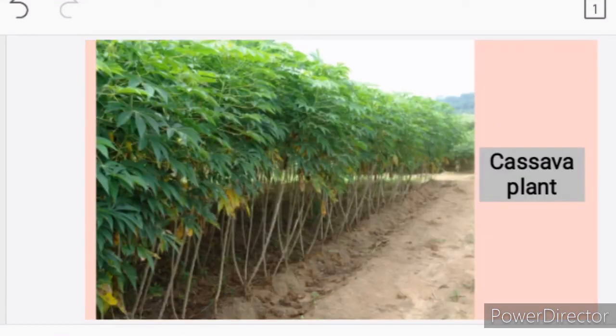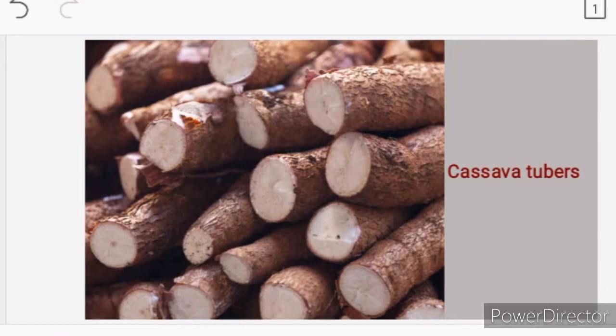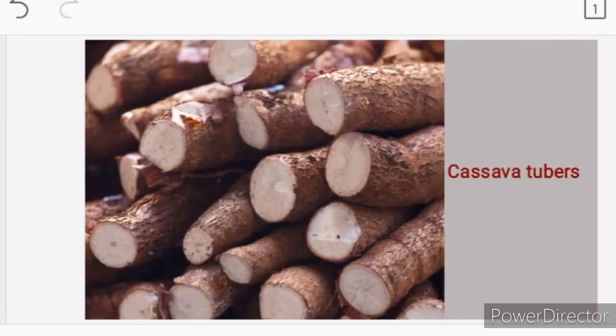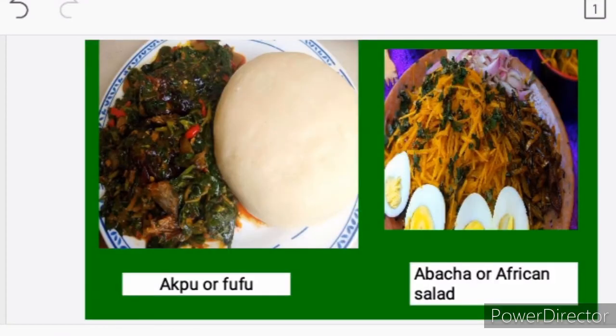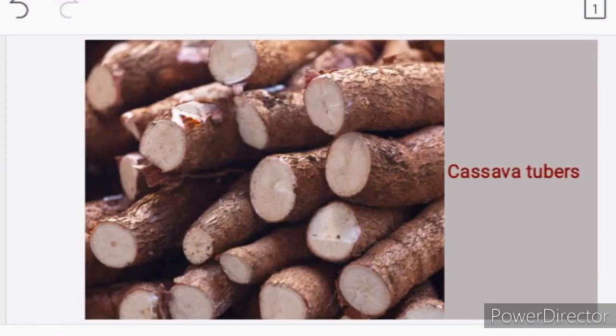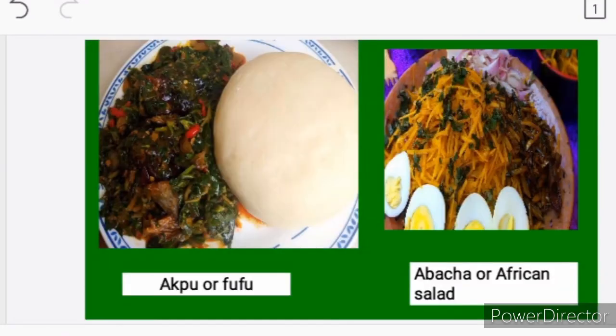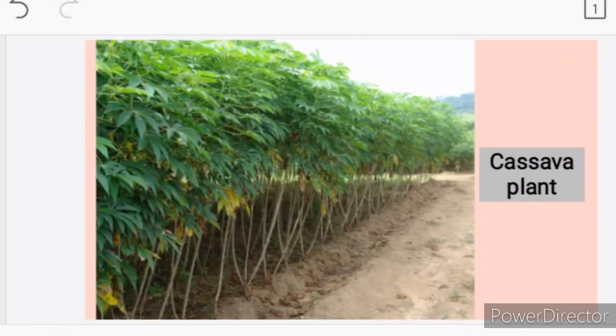Now let's look at this example. This is the cassava plant. It is majorly grown in the southern part of Nigeria, and from the cassava plant we get the cassava tubers. From the cassava tubers, we are able to make garri, with which we make our eba. From the cassava tubers, we can also get fufu or akpu, and we can also make the abacha or African salad. And that is why people in the south eat a lot of this food, like the garri, eba, fufu, or akpu, and the African salad. They eat a lot of these things because they are able to grow the cassava plant.